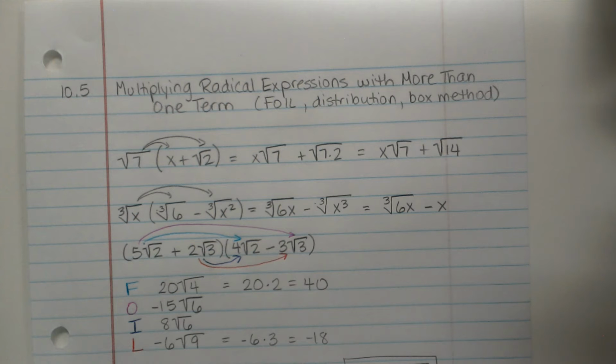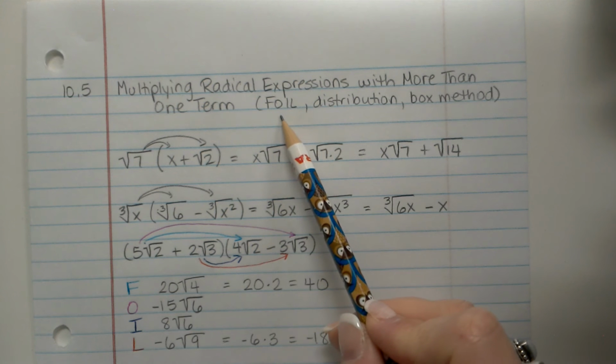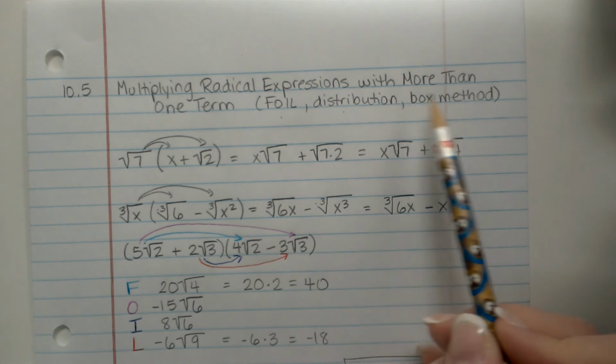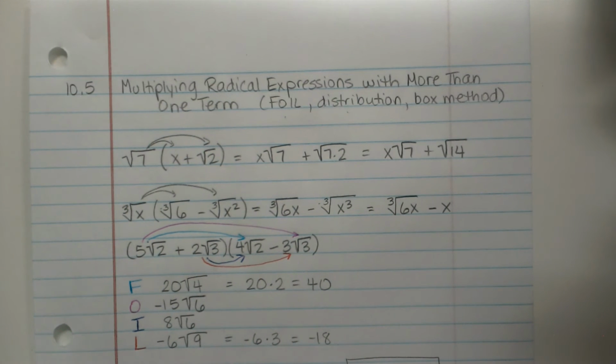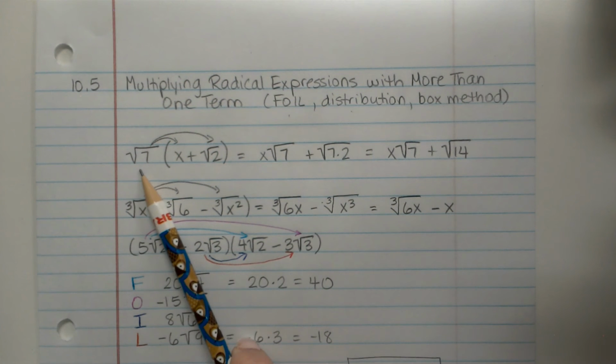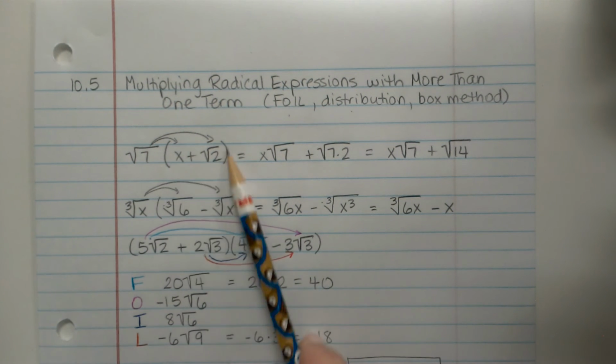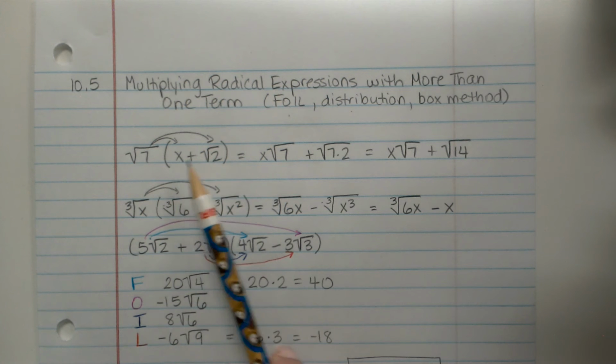So multiplying and dividing don't have the same rules as adding and subtracting. You're going to use the same kind of method that you used before, whether it's FOIL, distribution, or the box method, depending on how many terms you have. So this first example has a radical multiplied by a binomial, right? It has 2 parts to it.